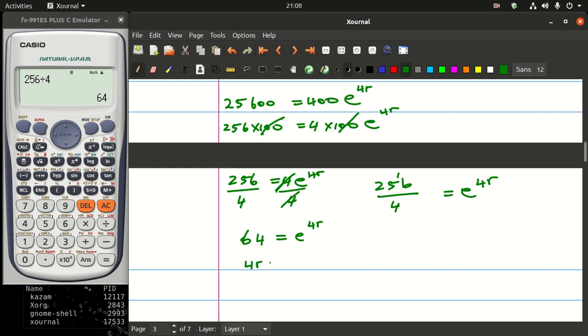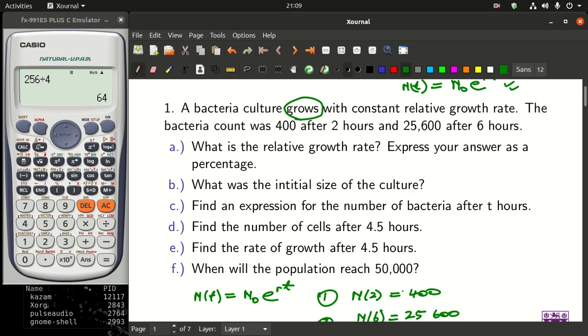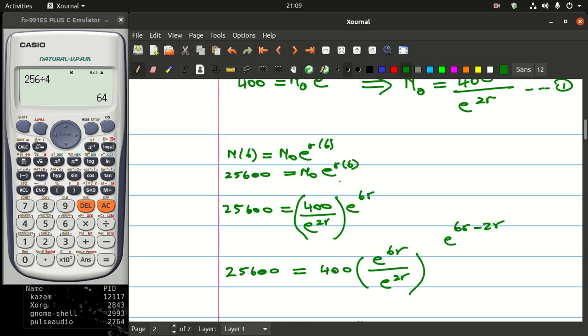I have 4r is equal to... whenever I'm bringing the exponent down, I must have a log, and the base is e, and then now I have 64 inside. Then r is going to be equal to log e 64 all over 4. That's what is nice about this r now. But the question did not say find r, it just says find the relative growth rate, which is r. Express your answer as a percentage.